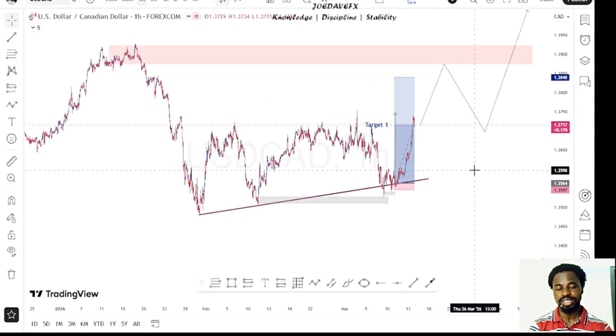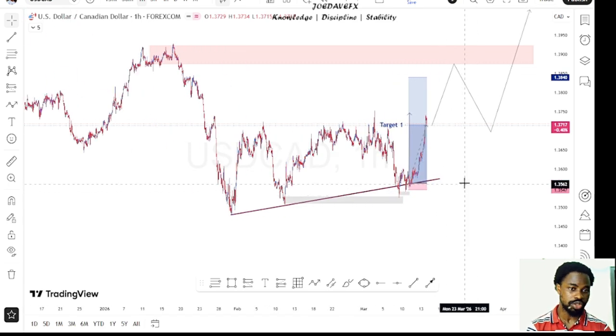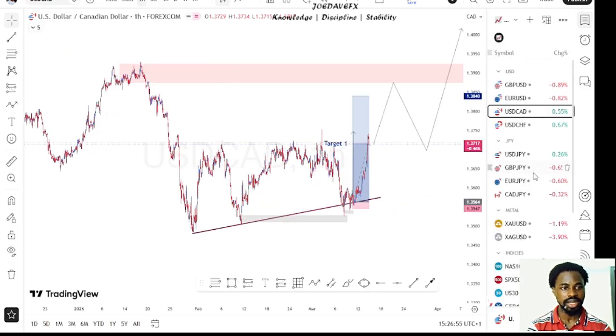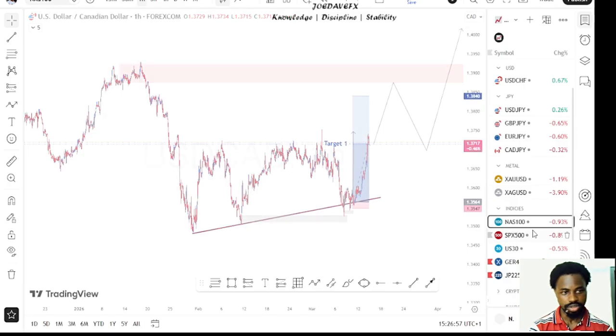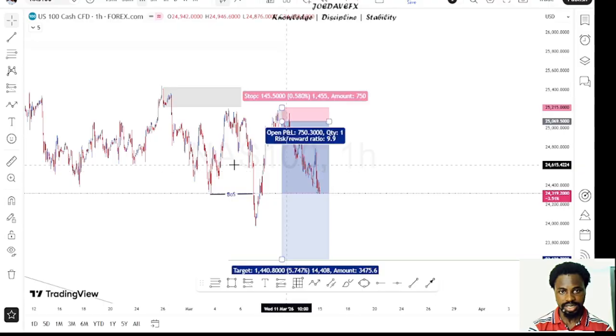These are just the trades I took with the pairs that paired with USD. So these are just the previous trades. And actually I have Nasdaq as well. This one I dropped in my private community. It was not in the free community. So you can see Nasdaq here too.